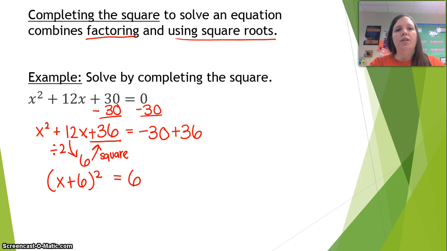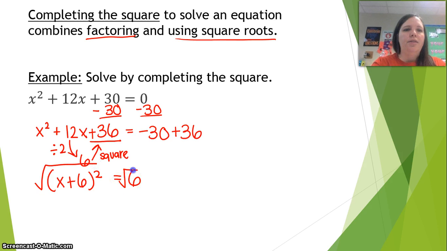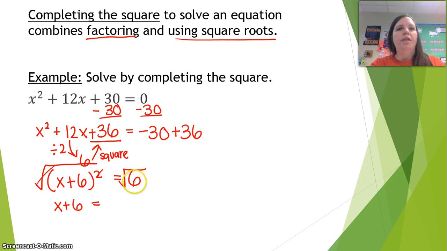If you went back and looked, I have an equation that I am ready to use the square root on. I have a term squared, so I'm going to take the square root. Completing the square basically just sets up your equation so you're ready to use a square root to solve. So I have the square and square root cancel out. I'm left with x plus 6 equals, and I'm going to leave the square root of 6.